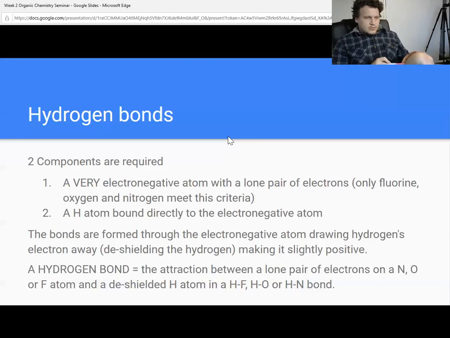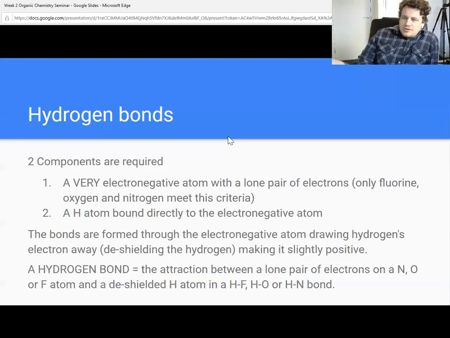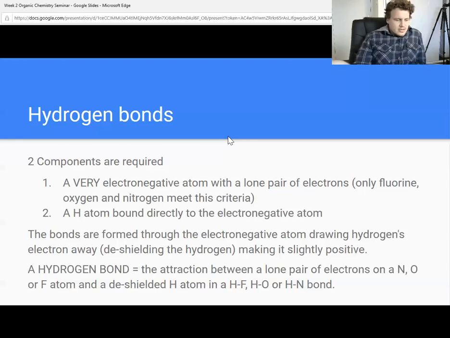So we talk about de-shielding. Okay, I think I'll go through it now. So the electronegative atom, oxygen, steals or hogs, permanently borrows the hydrogen's electron, making it H+. And then nitrogen, oxygen, or fluorine is negatively charged.